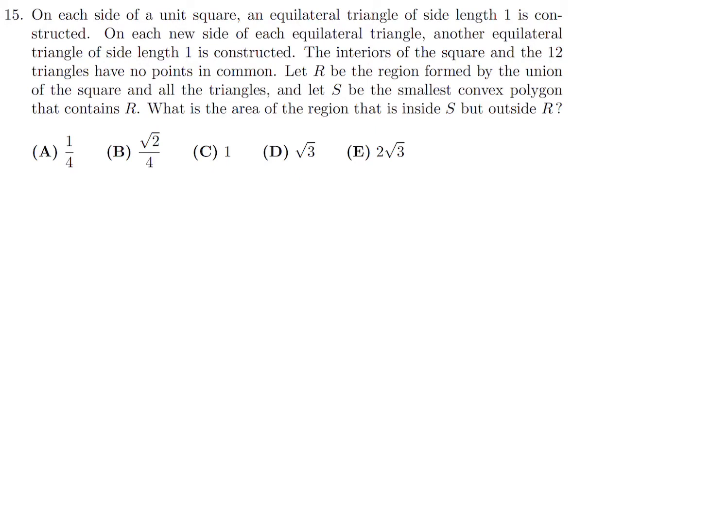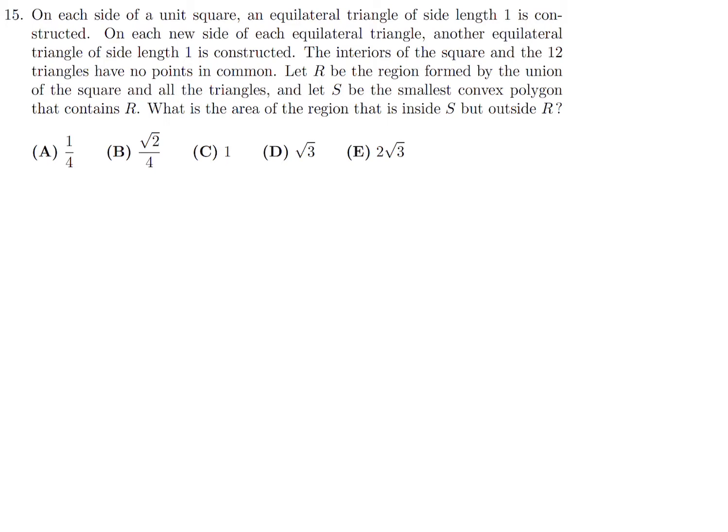On each side of a unit square, an equilateral triangle of side length 1 is constructed. On each side of each equilateral triangle, another equilateral triangle of side length 1 is constructed. The interiors of the square and the 12 triangles have no points in common.